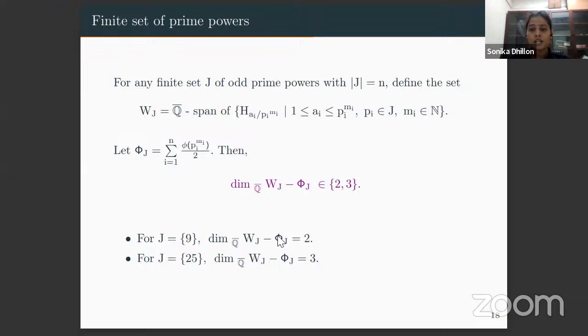Now here we have proved that if you take the first phi of p to the power n by 2 plus 2 many elements, like harmonic numbers, here we are not putting any condition on a and p. So suppose we have any prime, say p, and we are studying h of a by p to the power n, where a is running from 1 to p to the power n. If you take the first phi of p to the power n by 2 plus 2 many values, that turns out to be a basis for this vector space.